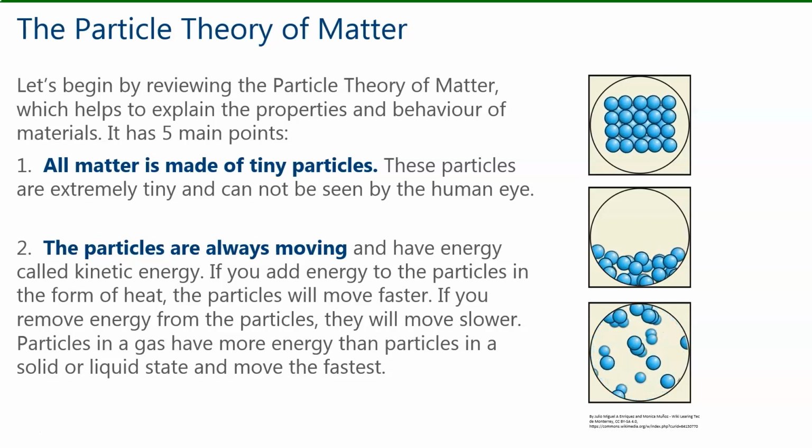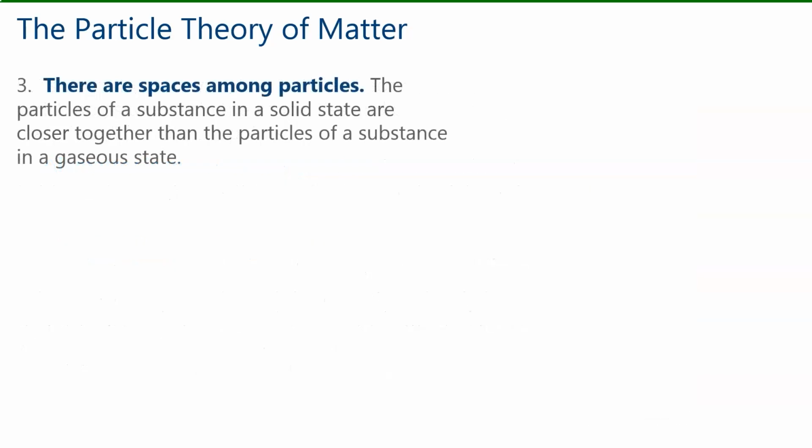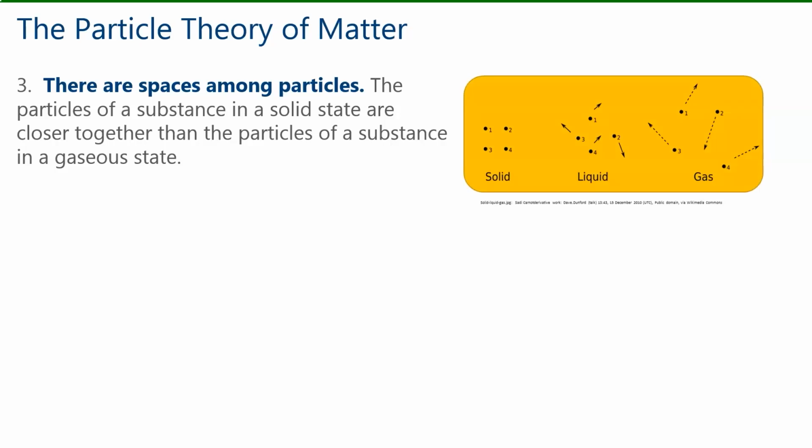In our diagram on the side, the top diagram shows particles moving in a solid, the middle particles moving in a liquid, and the bottom one shows particles moving in a gas. Notice the difference in particle movement in all 3 states. The third point in the particle theory of matter is that there are spaces among the particles. The particles of a substance in a solid state are closer together than the particles of a substance in a gaseous state. Notice in our diagram the particles in a solid, liquid, and gas. Solids are closest together, liquids a little bit further apart, and the particles in the gas are the furthest apart.